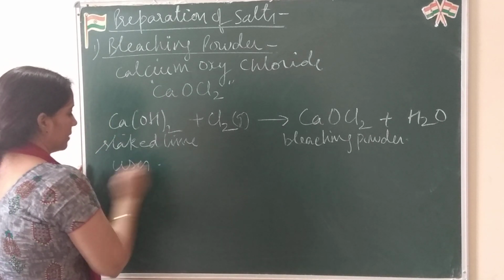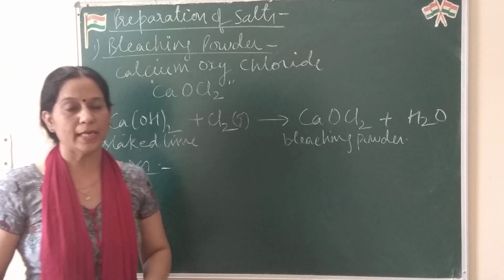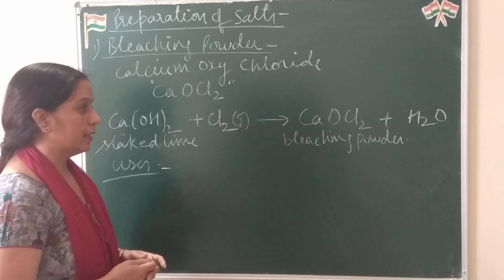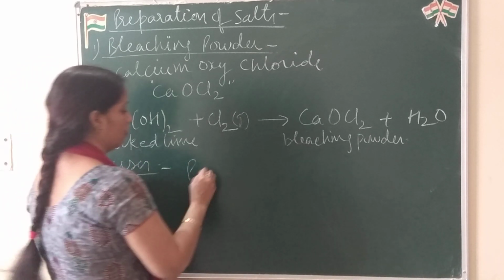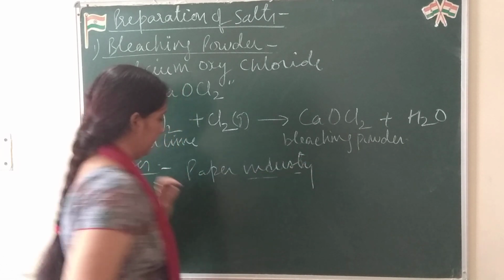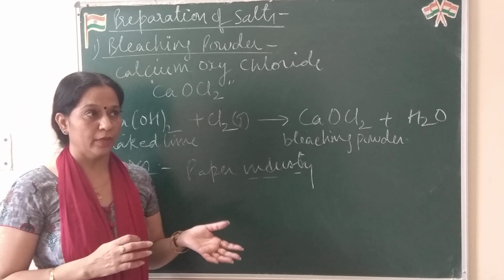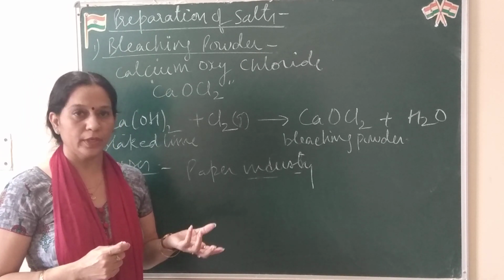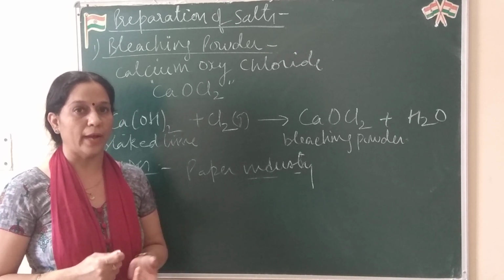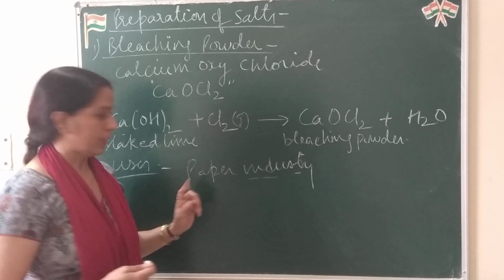Now what are its uses? The name indicates bleaching. Bleaching means to de-stain any material, especially paper and clothes. So bleaching powder is used in the paper industry. Have you ever wondered that paper is obtained from wood, and first of all wood is converted into pulp that is brown in color, but your paper is white in color? So how does that brown pulp turn into white paper? That is with the use of bleaching powder. Bleaching powder is used in wood pulp to make it white.